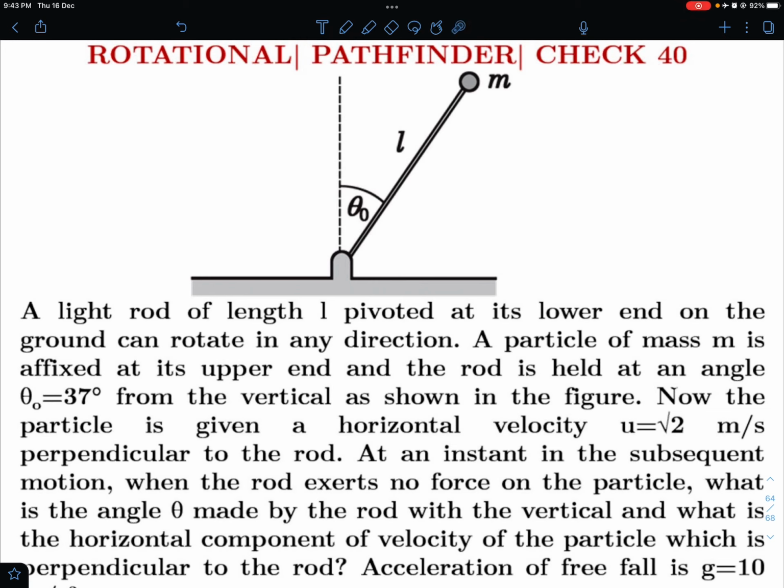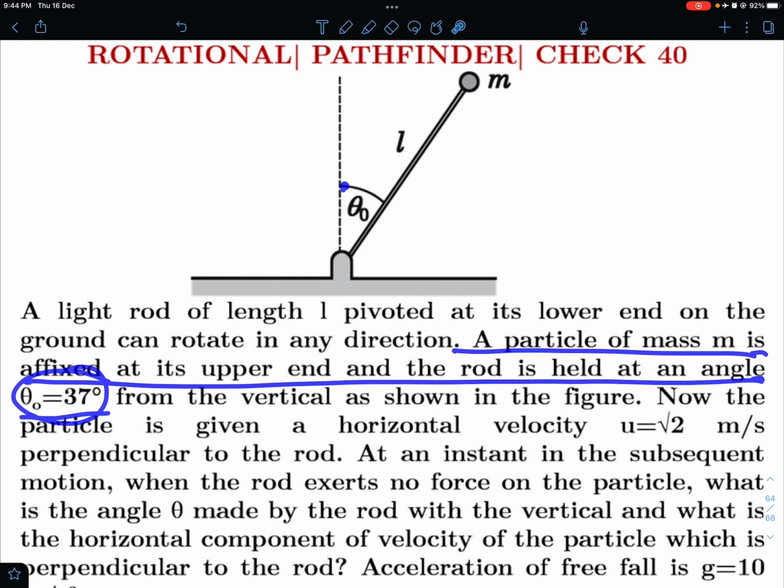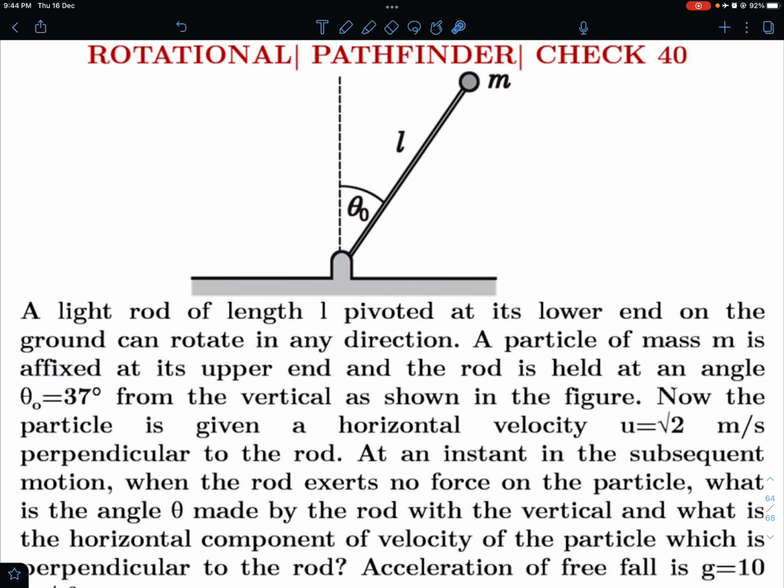So let me read out the question. A light rod of length L pivoted at its lower end on the ground can rotate in any direction. So here is a rod, and you can think of this as a frictionless ball and socket joint, and so this rod can just pivot about this freely in any direction. A particle of mass m is affixed at its upper end and the rod is held at an angle theta naught equal to 37 degrees. So this angle is given as 37 degrees, and here there's a ball of mass m and this rod is light. 37 degrees from vertical as shown in the figure.